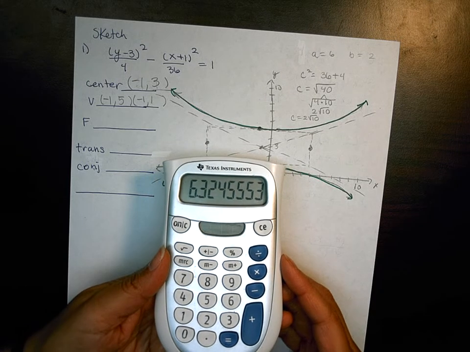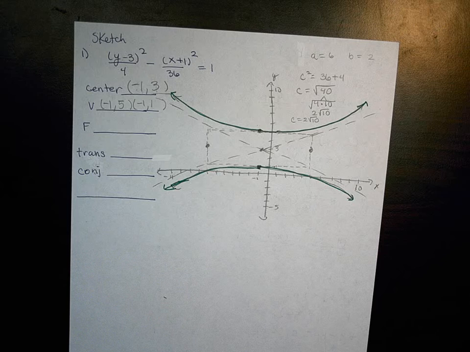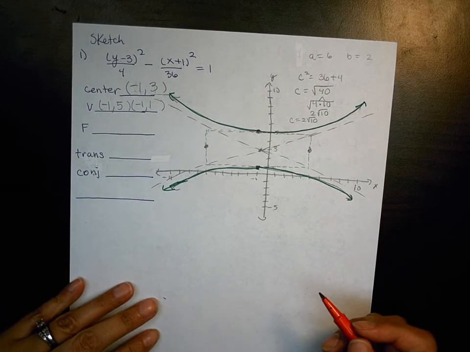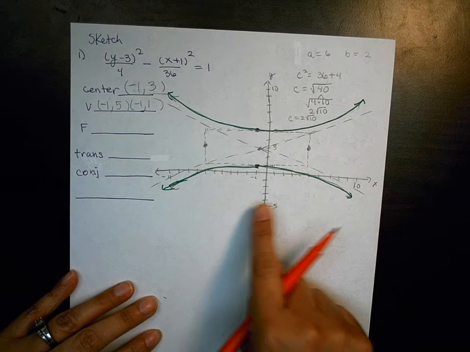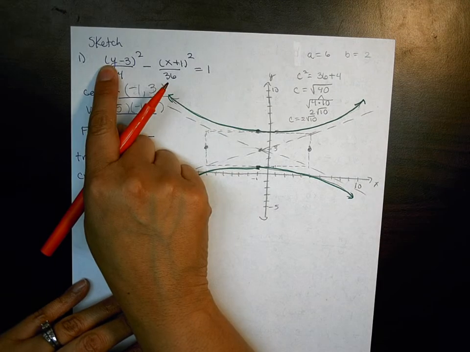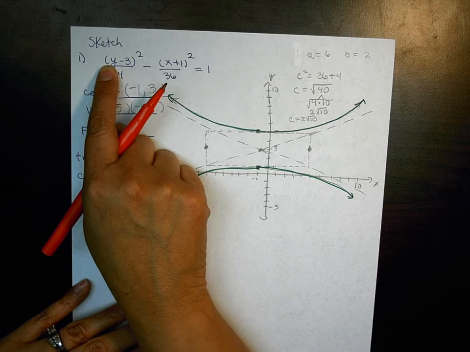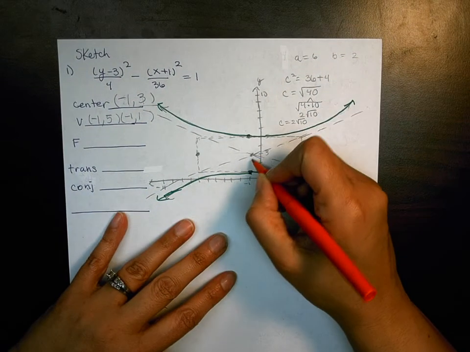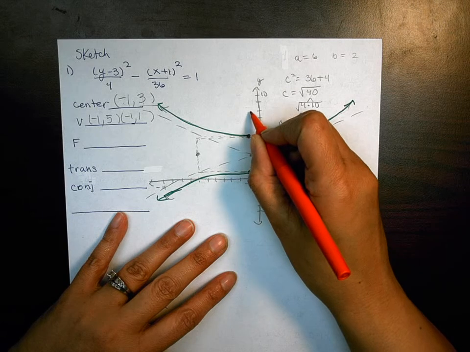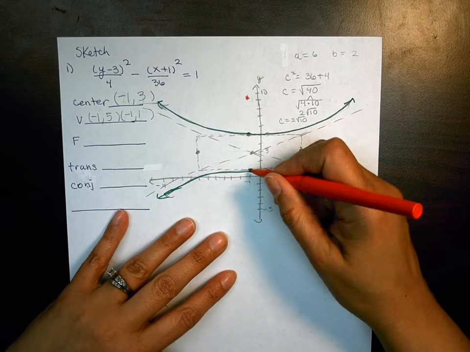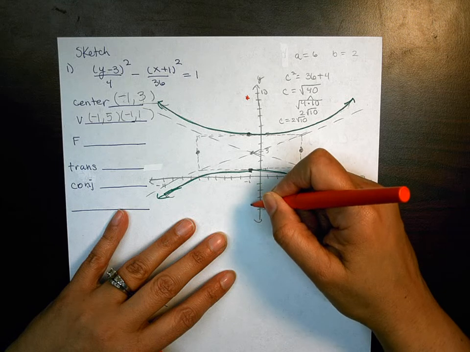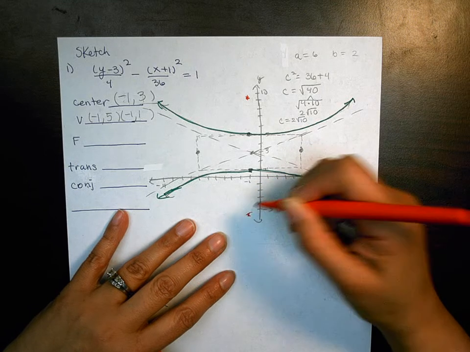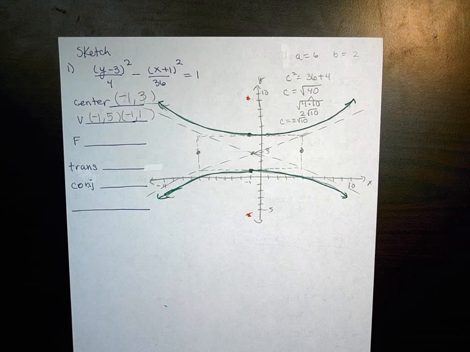Yes? Okay, so which direction do I go? Up and down or right and left? Right and left because it's longer, or up and down because y is coming first? Up and down, because that's the way my graph is opening. So up and down about 6.3. 1, 2, 3, 4, 5, 6.3. Any questions?